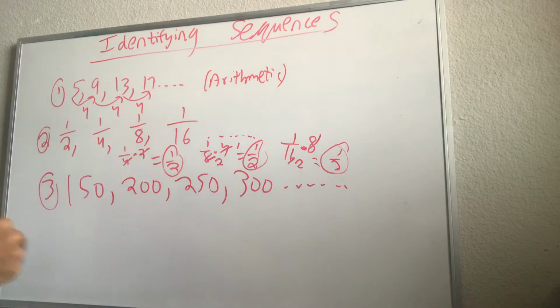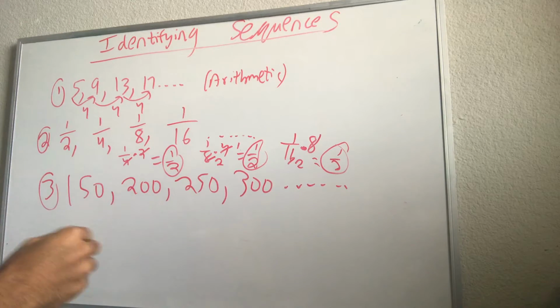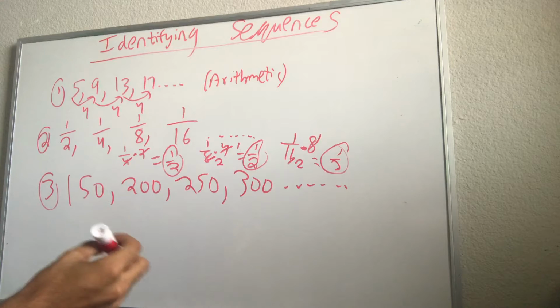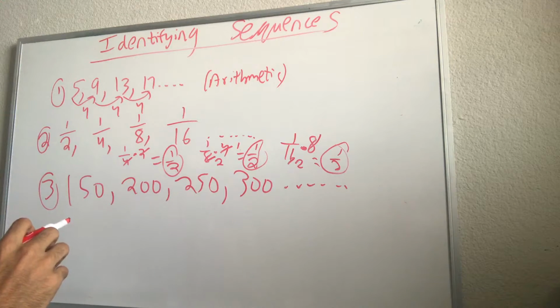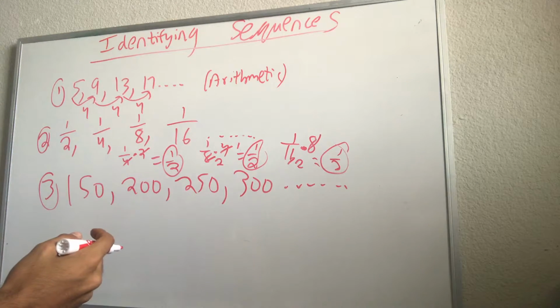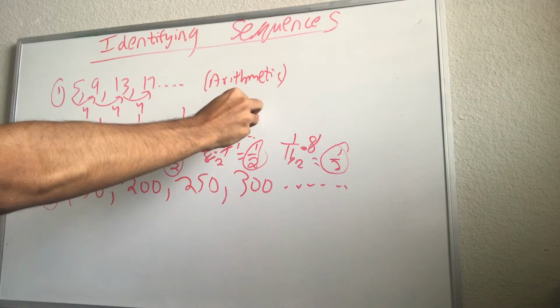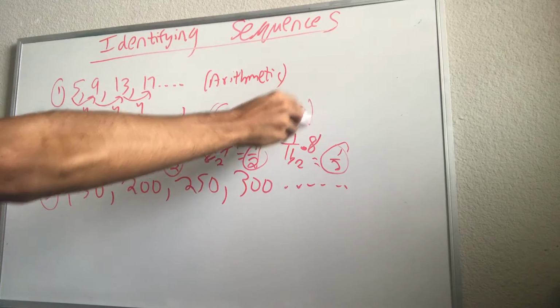So you do 1/2 times 1/2, 1/4, 1/4 times 1/2, 1/8, 1/2 times 1/8 is 1/16. That common ratio is the value that you multiply each term by to get the next term, and therefore this sequence is geometric.